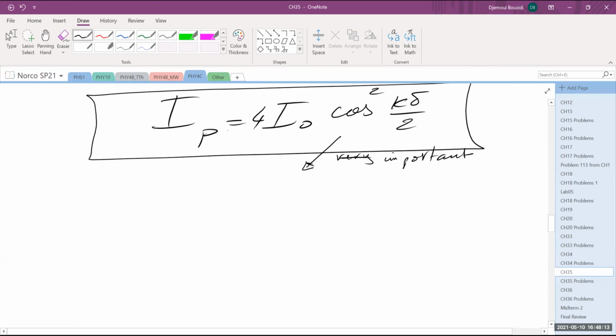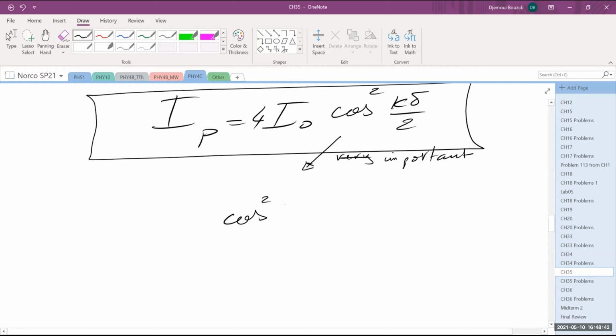If I take a particle and throw it at the wall and send another particle, I will have 2 particles. But if I have a beam coming with an intensity I naught and another beam with an intensity I naught, and put them together, at some point I will get 4 times as much as I naught. And in some places I will get 0, because this cosine squared can be 0.